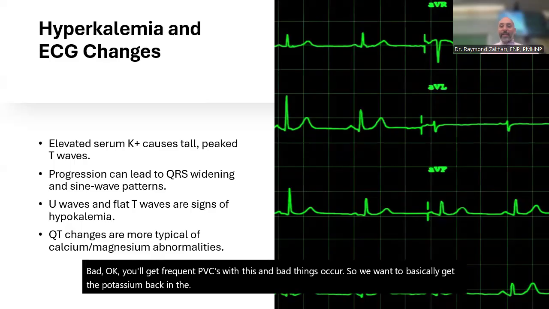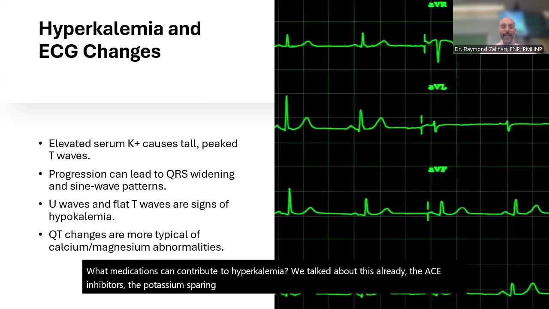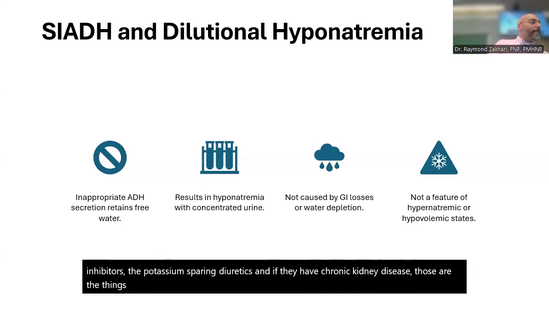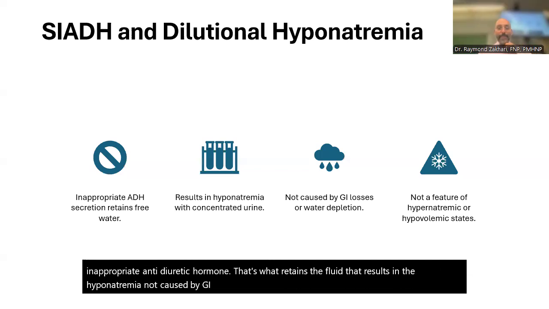Now, what medications can contribute to hyperkalemia? We talked about this already, the ACE inhibitors, the potassium-sparing diuretics, and if they have chronic kidney disease. Those are the things that can cause that. We talked about SIADH and the dilutional hyponatremia. Inappropriate antidiuretic hormone, that's what retains the fluid that results in the hyponatremia, not caused by GI losses.